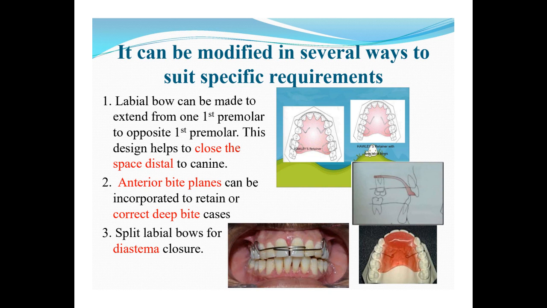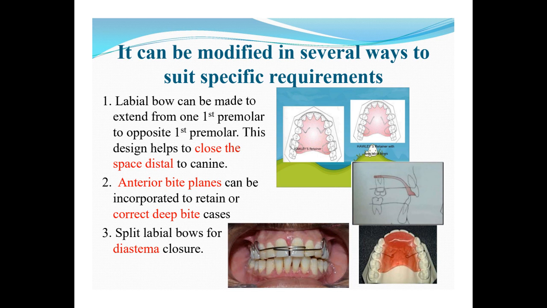The second modification is that to the Hawley appliance, you attach an anterior bite plane. Can you see in this picture? You have an acrylic bulk added. So this is given in the case of anterior deep bite. In children, anterior deep bite is very common. You can correct it very effectively by incorporating this anterior bite plane to the Hawley appliance.